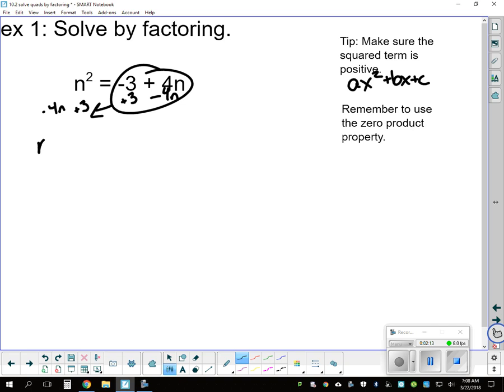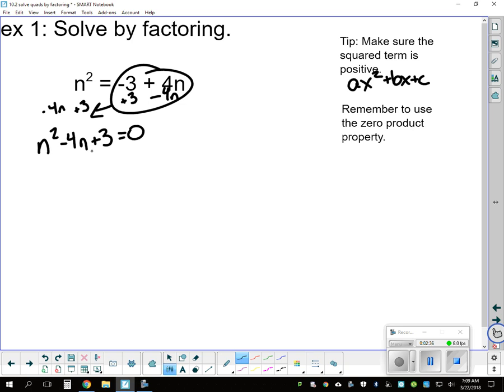So we want n squared to be our first term, your negative 4n to come next, and then plus 3 at the end. Okay, and because we've moved everything off of that side, we're now equal to 0. This is in the ax squared plus bx plus c format, except it's n squared plus bn plus c.